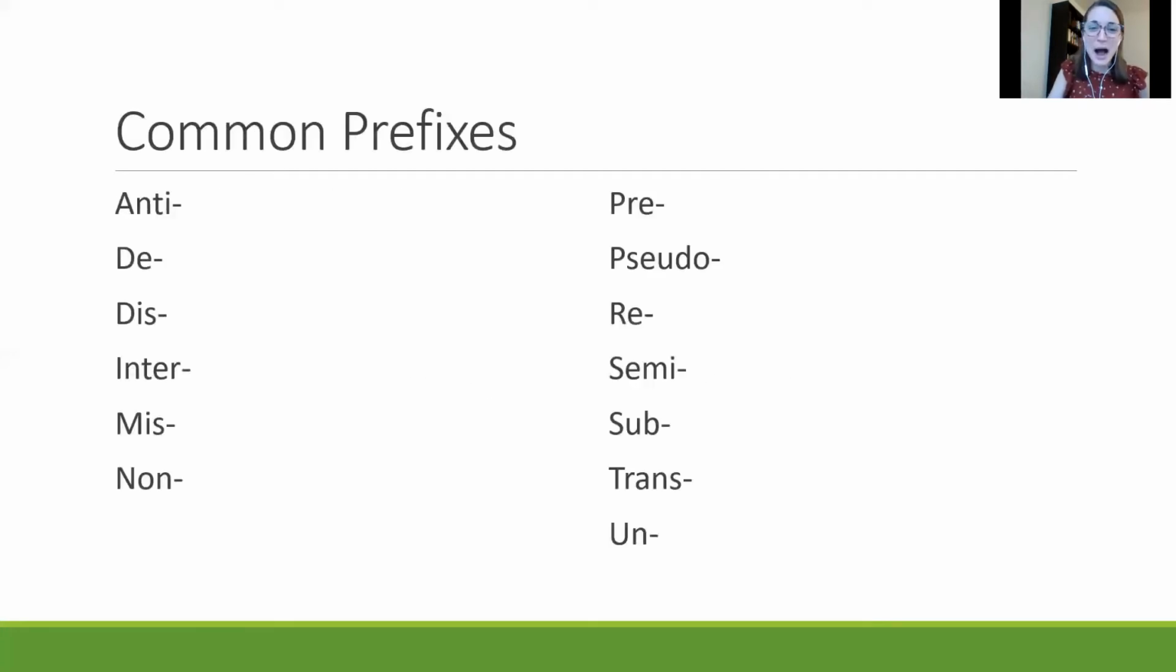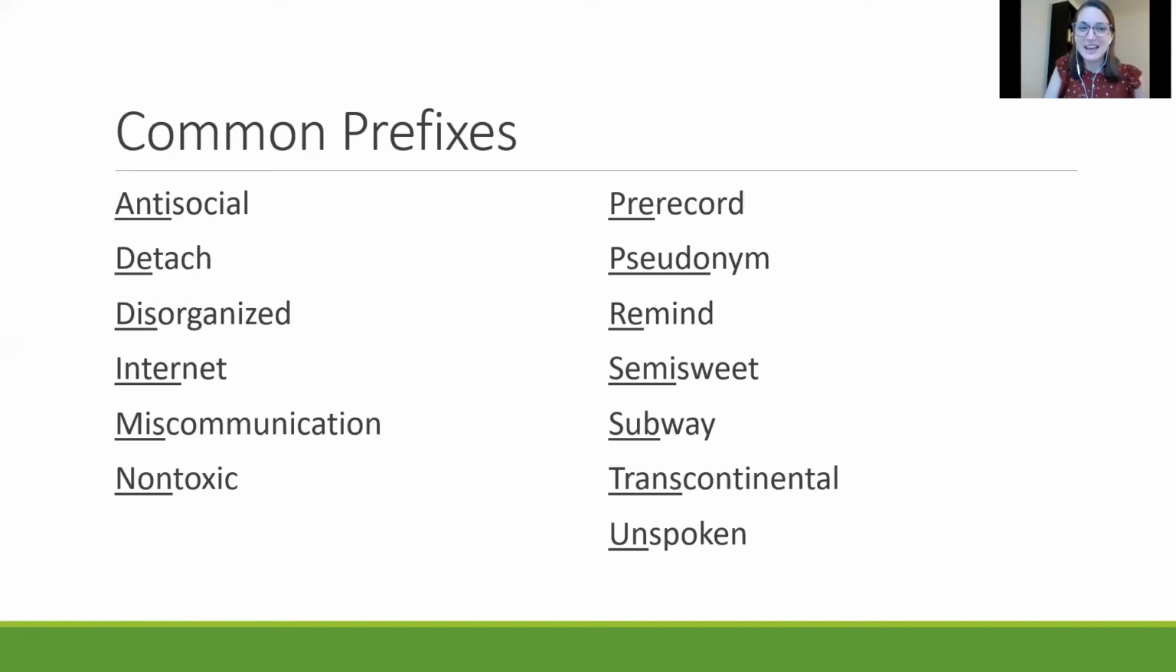So let's look at some common prefixes. We have anti, de, dis, inter, mis, non, pre, pseudo, re, semi, sub, trans, and un. Now, there's a much longer list of prefixes that exist in the English language, but I picked a few here that you would probably see pretty often in common readings and texts. So I'm going to put them in context so that we can understand what they mean.